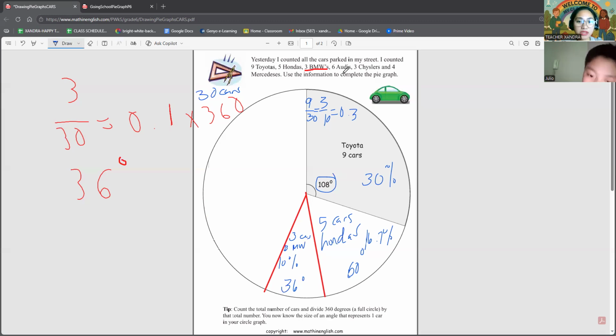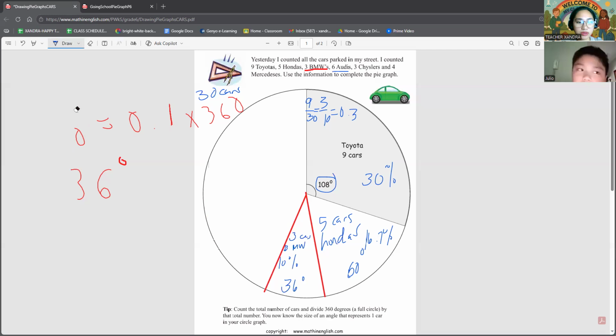Okay? Now we proceed with the 6 Audis. Same process, Julio. Look for the fraction, look for the decimal, percentage.